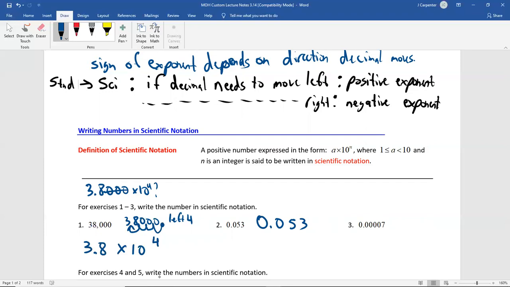For number 2, we write our 0.053, and our goal is to have the decimal behind the first non-zero number, which is the 5. So the decimal needs to end up between the 5 and the 3, so we're going to have to move it right 1, 2 times. So that was right 2 times.